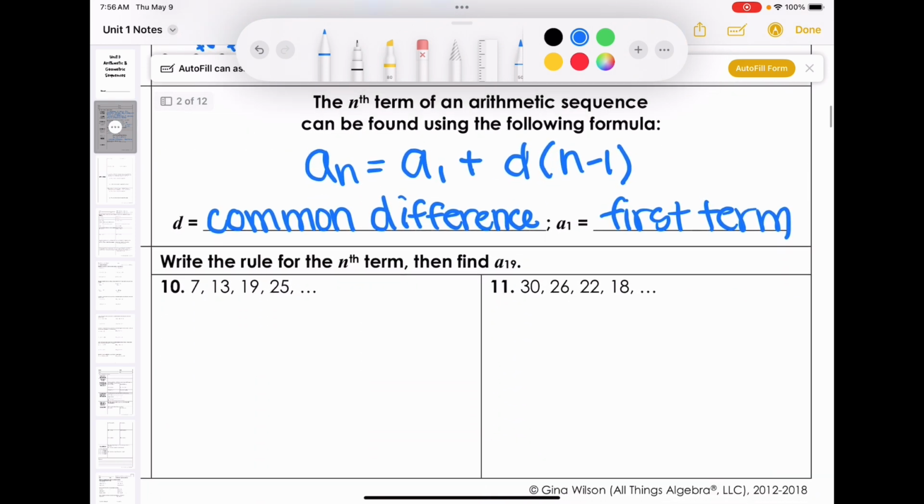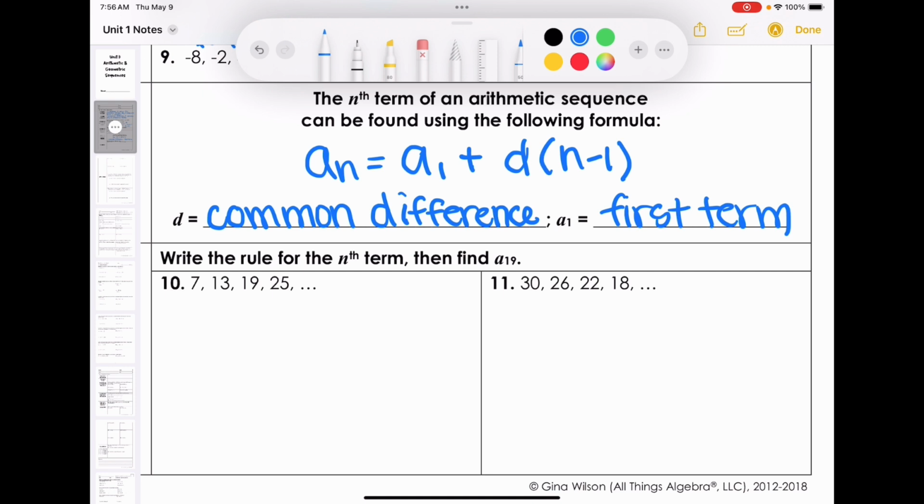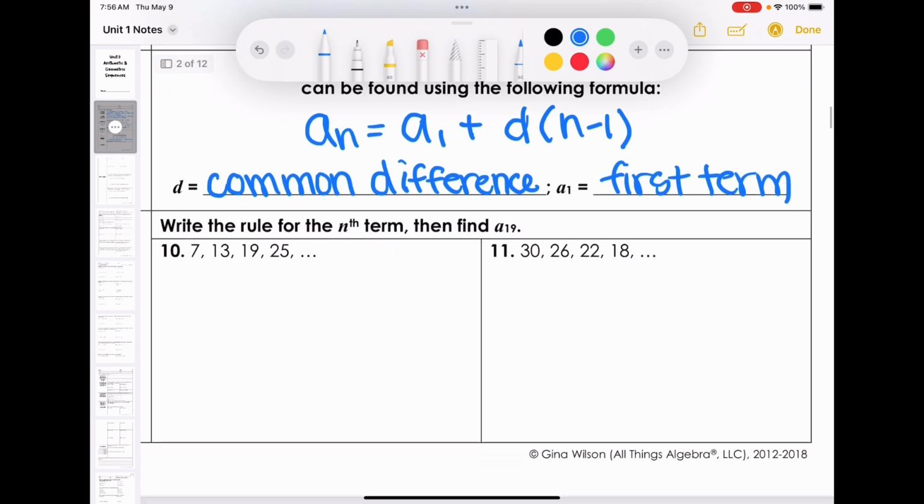All right, so let's look at some examples. So number 10, they want us to write the rule for the nth term, and then we're going to find A_19. So we're going to find the formula and then find the 19th term. So we have 7, 13, 19, 25. So if you look here, we are adding 6 every time. So that means my common difference is going to be 6.